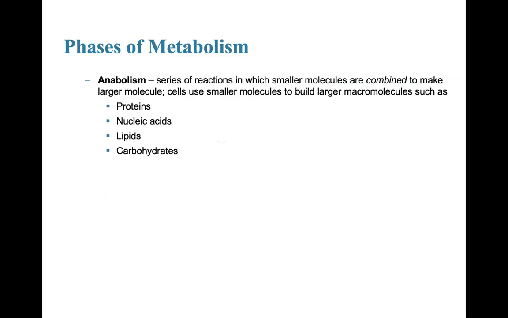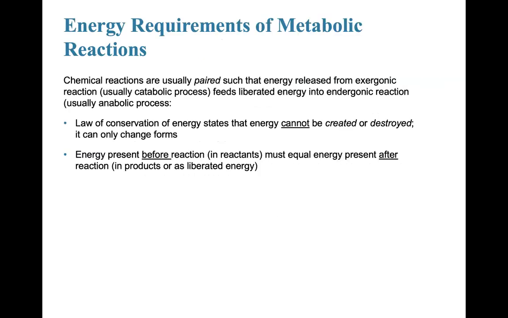Anabolism, on the other hand, is the second phase of metabolism in which you have a series of reactions in which smaller molecules are combined to make larger molecules. Cells use smaller molecules to build larger macromolecules, such as proteins, nucleic acids, lipids, and carbohydrates. Chemical reactions are usually paired such that energy is released from an exergonic reaction, usually from a catabolic process, that feeds liberated energy into an endergonic reaction using an anabolic process.